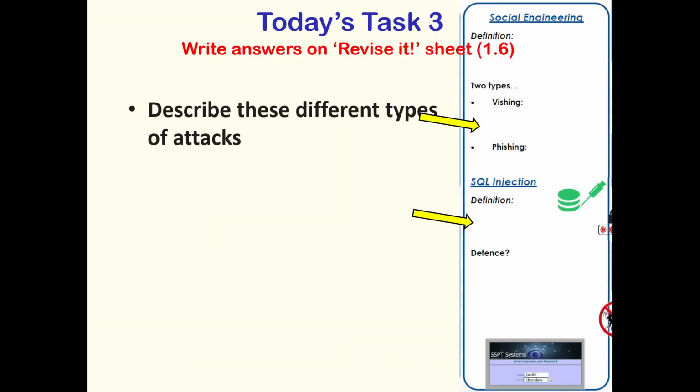Okay, final section for today's video. Describe these different types of attacks. What was social engineering? What was SQL injection? Do that now, please.